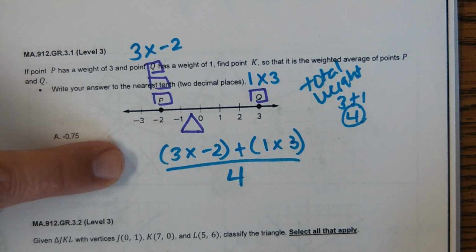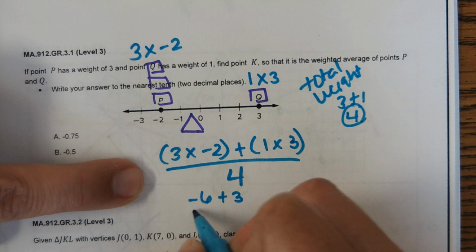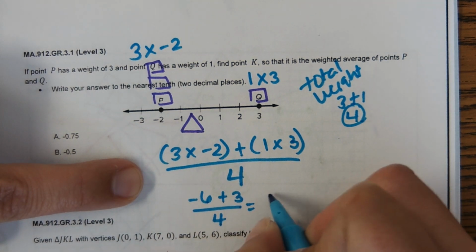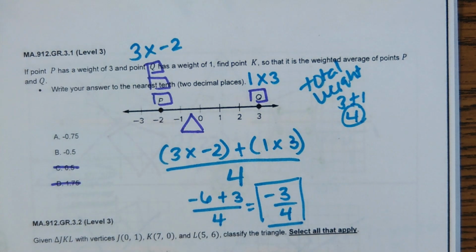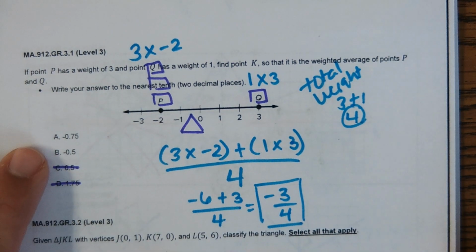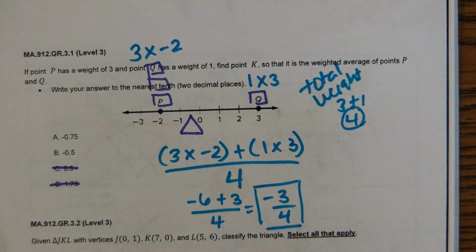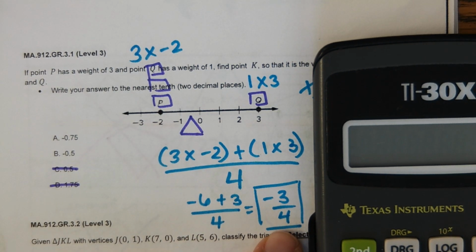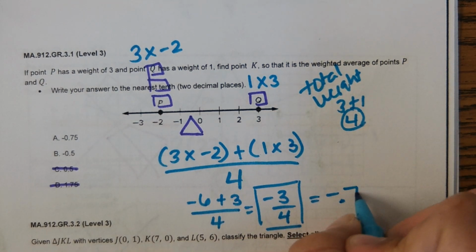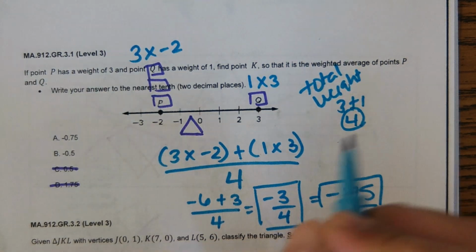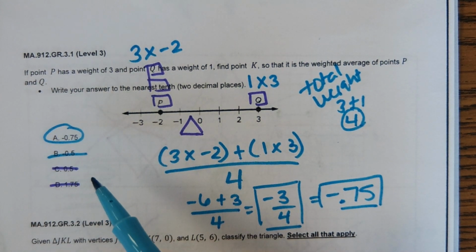And then we solve this to find the weighted average. So 3 times negative 2 is negative 6 plus 3 over 4. We get negative 3/4. This is the correct answer. However, when I look at the answer choices, they're all in decimals. So sometimes that happens. And so we just do division to find the decimal. 3 divided by 4 is 0.75. So this is negative 0.75. So it's A.